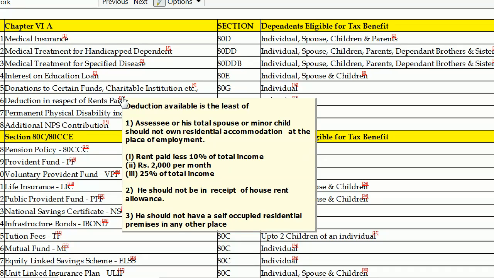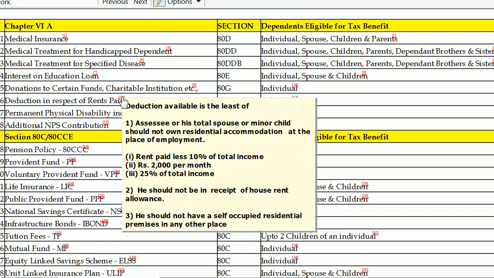The assessee, or spouse or minor child, should not own residential accommodation at the place of employment. Rent paid less 10% of total income, or 2,000 per month, or 25% of total income. He should not be in receipt of house rent allowance. He should not have self-occupied residential premises in any other place.